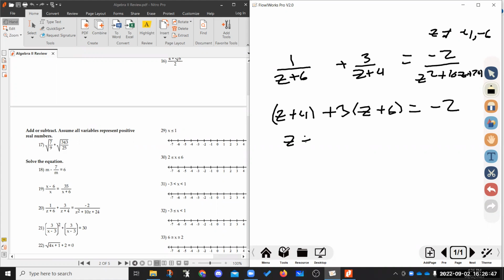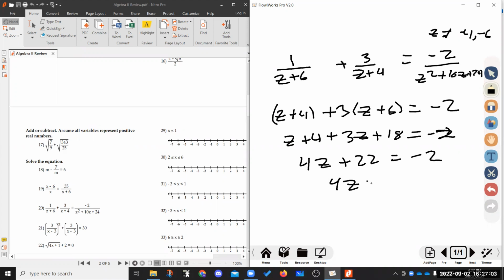So this is z plus 4 plus 3z plus 18 is equal to negative 2. 4z plus 22 is equal to negative 2. 4z is equal to negative 24. Z is equal to negative 6. Z is not allowed to be negative 6. That violates the domain. So there's no solution to this problem. See that? Okay.